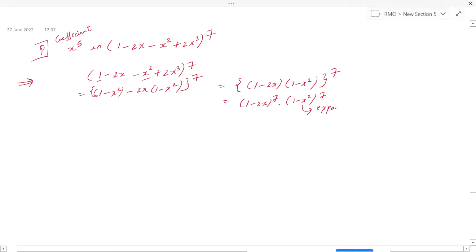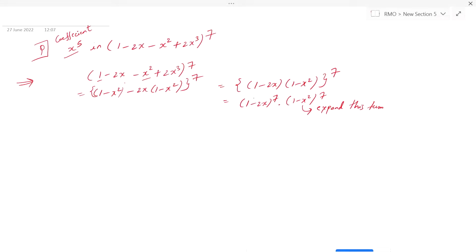Wherever in this simplification, whichever term has more power of x, you have to expand this term. This is the concept. And the other term, you just multiply normally. Okay.